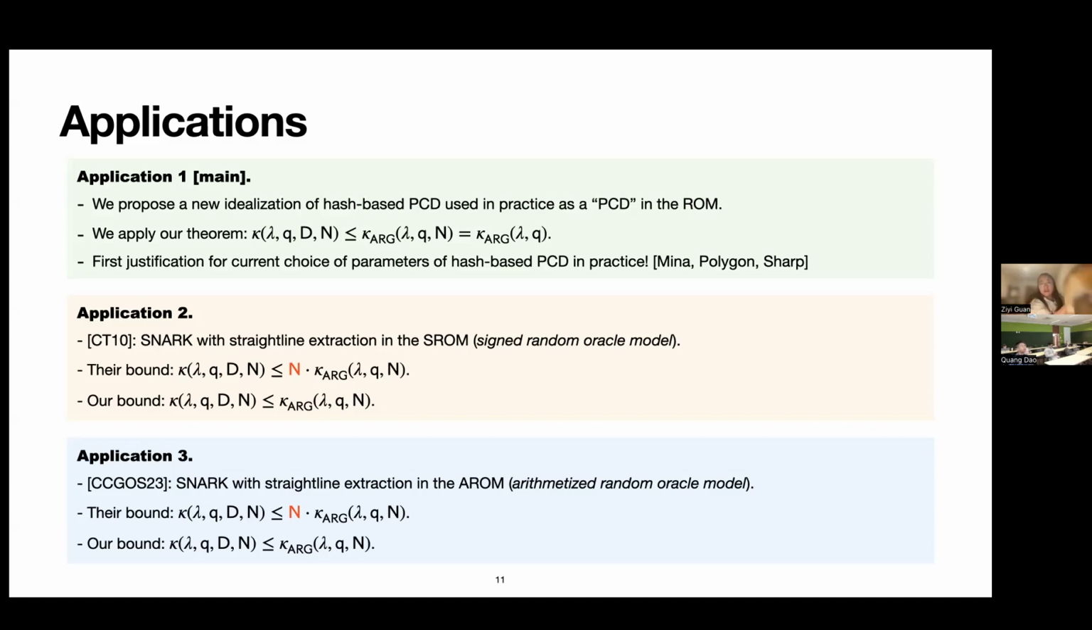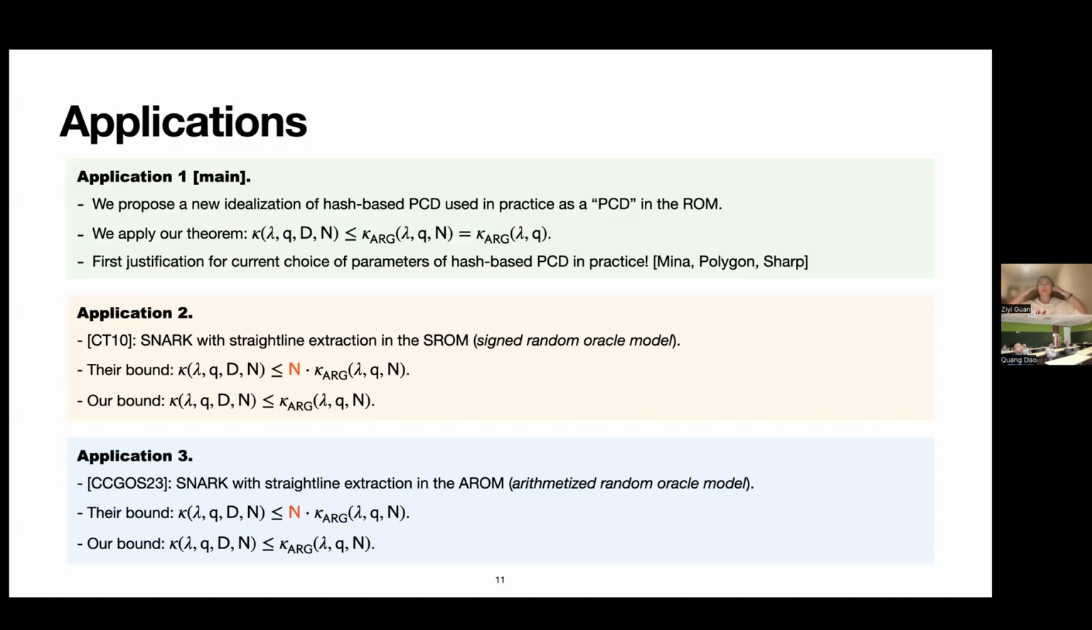And here I use this n in kappa arg just to mean that the size of the argument adversary might depend on n, which is the size of the transcript that the argument prover is going to deal with. Maybe I should actually change it to something like size and say that size is a function of n. That would maybe be more clear. Okay, thanks.